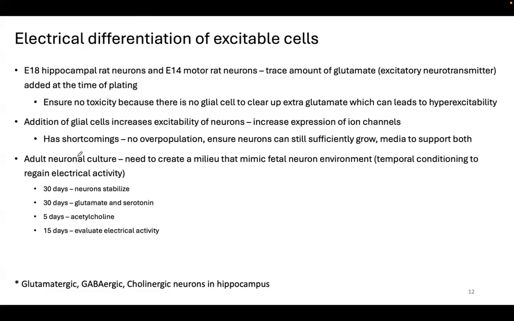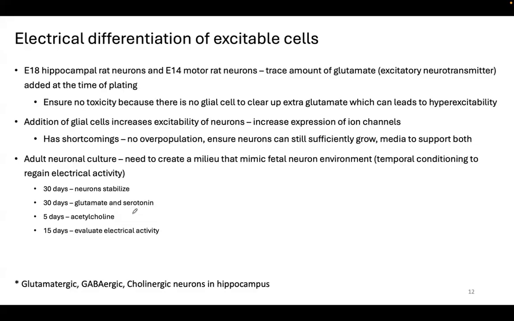Finally, when you have an adult neuron culture, there needs to be some sort of temporal conditioning so that they can regain their electrical activity. So something along the lines of what you asked. If you're taking adult neurons and plating them, you initially made a single cell suspension, right? So they've lost all their contacts. Now you need to give them a lot of time to stabilize. Which is why this culturing is a long process. It needs something around 30 days for them to stabilize. Finally you see that, okay, that's there.